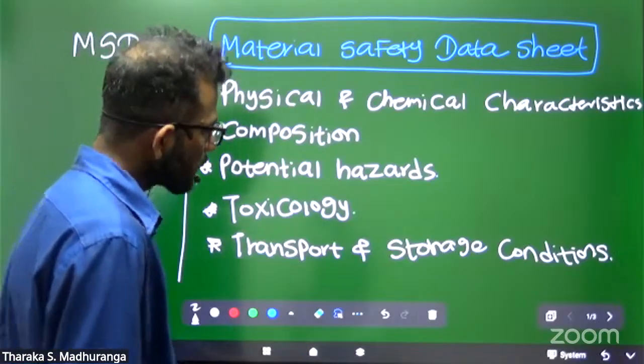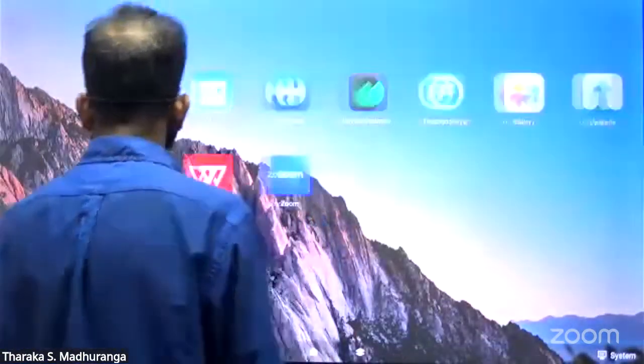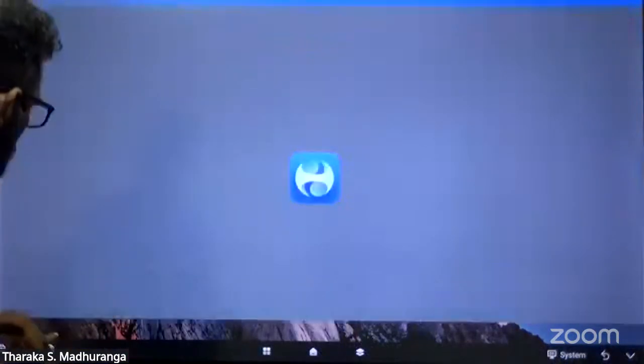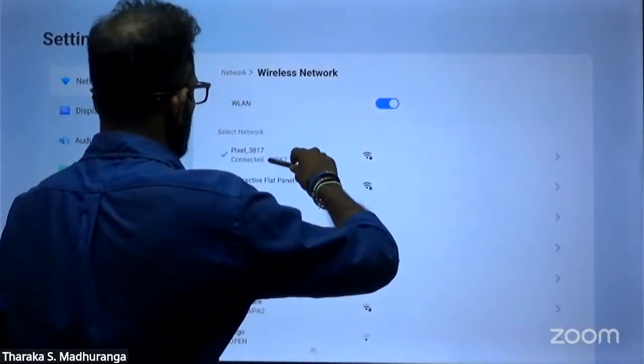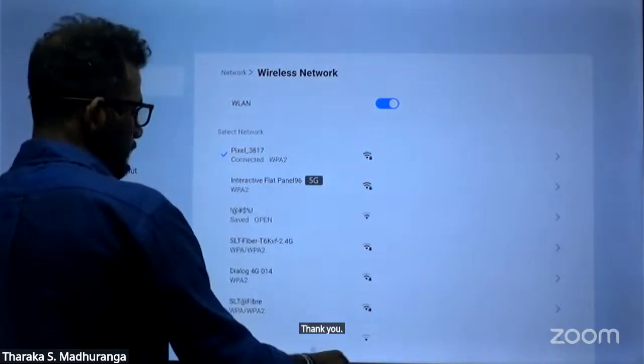Now we'll try to download an MSDS sheet.